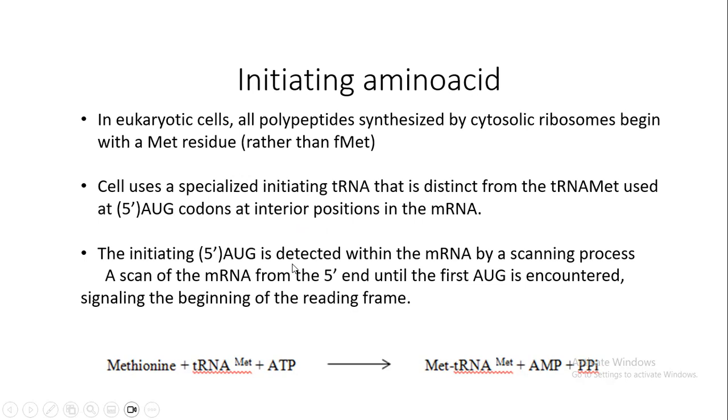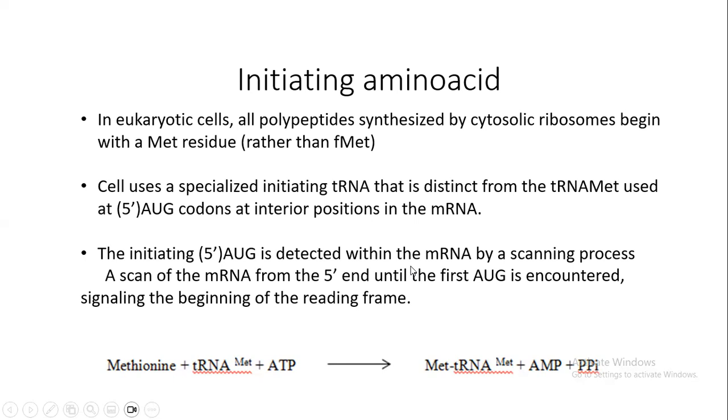The initiating AUG codon is detected in the messenger RNA by a scanning process. So, in case of prokaryotes, we had seen that there is an interaction between the Shine-Dalgarno sequence on the messenger RNA and the 16S rRNA sequence of the 30S ribosomes of prokaryotic ribosomes. But in case of eukaryotes, you don't have any such Shine-Dalgarno sequence present. Rather, the 40S ribosome will scan the messenger RNA starting from the 5' end.